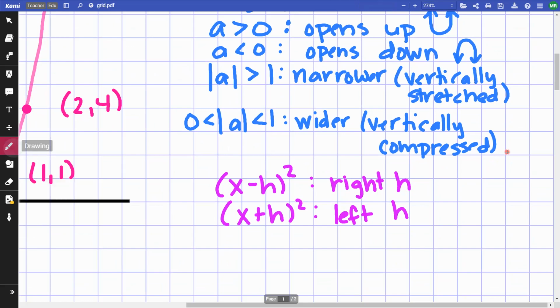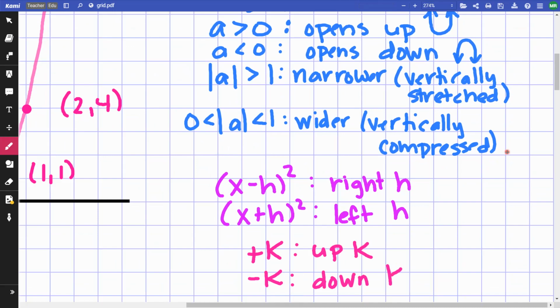And then the plus k or minus k. If it's a plus k, that's going to make your graph go up k. And if it's a minus k, your graph's going to go down k.